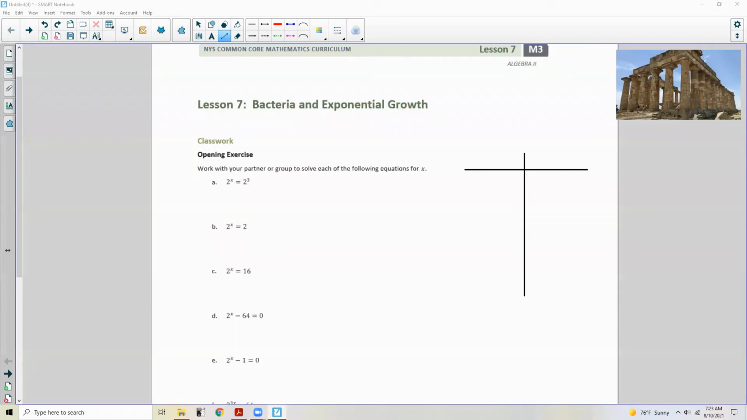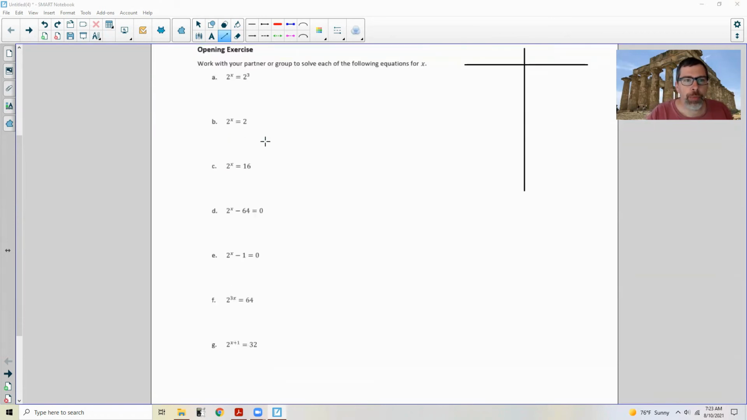Okay, lesson 7, bacteria and exponential growth. Wait, what? Look at that. Just like math. It's all Greek to me. All right, lesson 7. Classwork opening exercise.